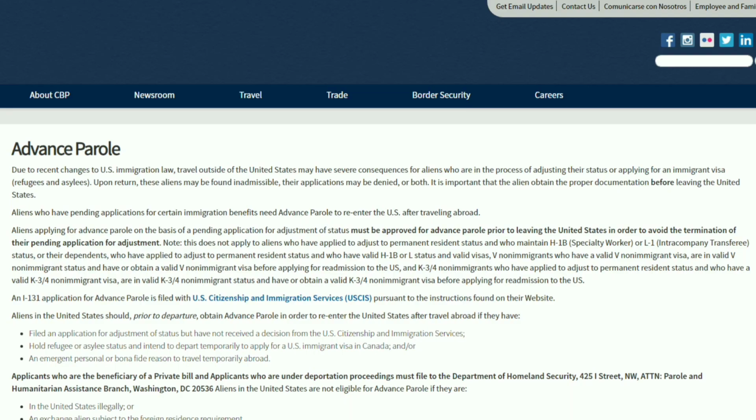So the last question is, what are some common problems associated with advance parole? The first major issue with advance parole is listed on the Customs and Border Patrol's website. Let me read this to you. "Due to recent changes to U.S. immigration law, travel outside of the United States may have severe consequences for aliens who are in the process of adjusting their status or applying for an immigrant visa. Upon return, these aliens may be found inadmissible, their applications may be denied, or both. It is important that the alien obtain proper documentation before leaving the United States."